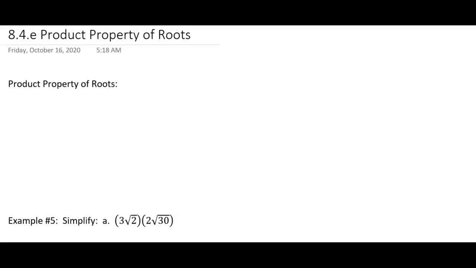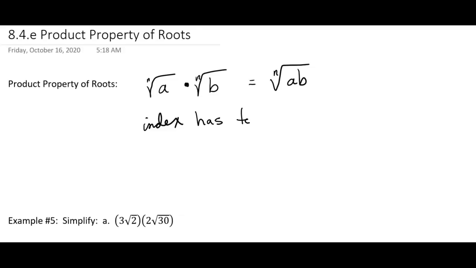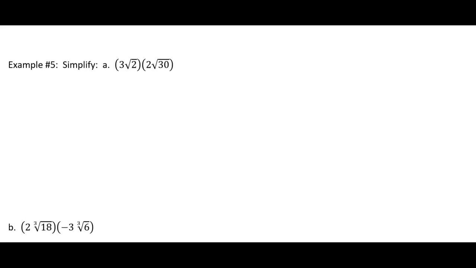The product property of roots says this: if you have the nth root of A times the nth root of B, that's supposed to be a multiplication sign, then you can just multiply the radicands. So it equals the nth root of AB. Notice that they're both nth roots, so your index has to match in order for you to apply that property. Okay? All right, so the first problem they give us is a little bit different, but it's all multiplication.